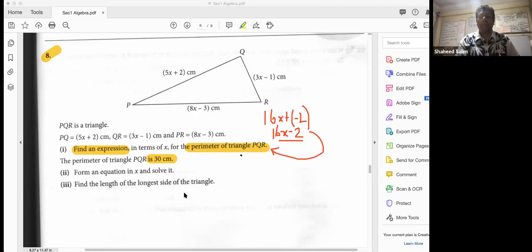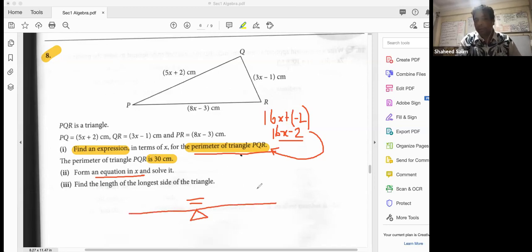So now the next one is you need to form an equation, and they tell you that the perimeter is 30. You see, this is the expression for the perimeter, right? So now they say it is 30. Form equation. Equation means it must have an equal sign. This one, there's no equal sign, right? So equal is like playing seesaw. You know seesaw. Remember many times I tell you, playing seesaw. They tell you one side is 30, so you put 30 down here. So what are you going to put over this side? This one, because this is the perimeter: 16x minus 2.